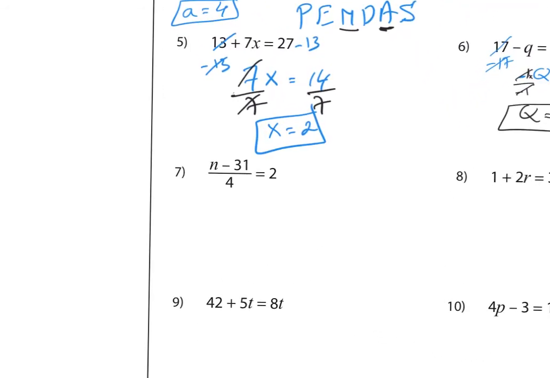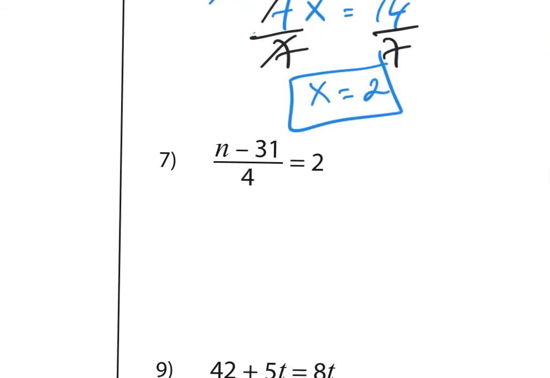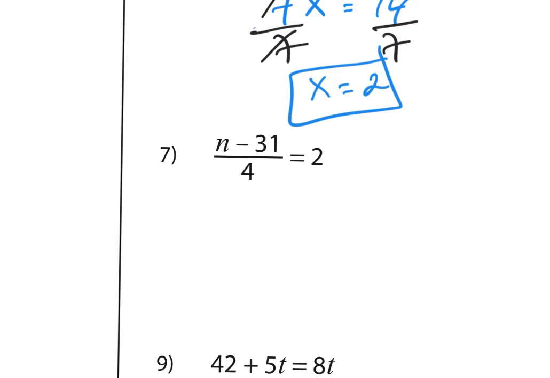Okay. So let's do number 7 here. We got n over 4 minus 31 equals 2. Again, we have a fraction there, right? And I need to get rid of this fraction. Let me just change color. I don't like to have the same color there. So again, I need to cancel this 4. Remember, this is a denominator here.